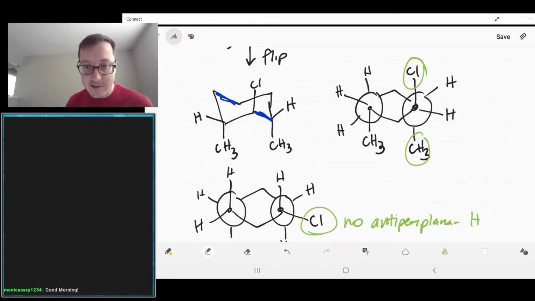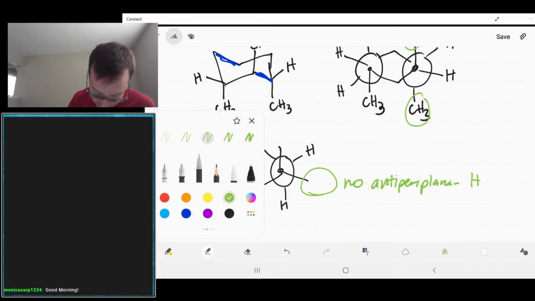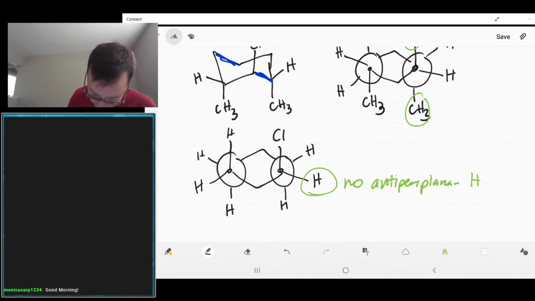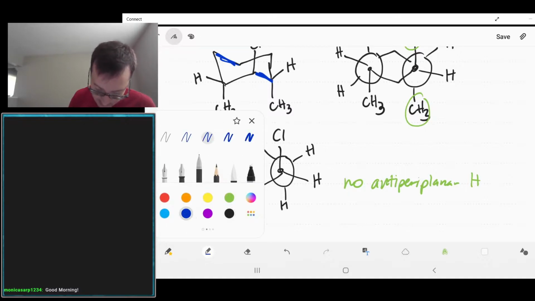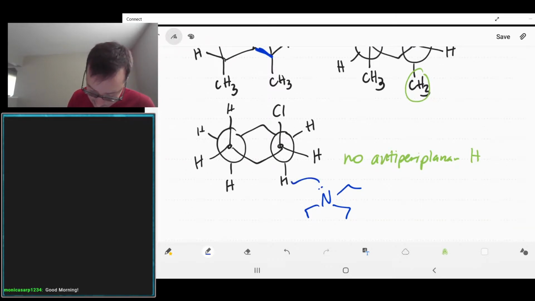So here we have chlorine axial, but there's a methyl group on the other side. So no reaction. Here we have chlorine equatorial, so no reaction. I mean, this will flip and react, but right now, if you just try to do this, we're not going to get it to work. We need this thing to be up here. Now we can say, aha, here comes our triethylamine, goes in and does the reaction, and we end up with our cyclohexene.